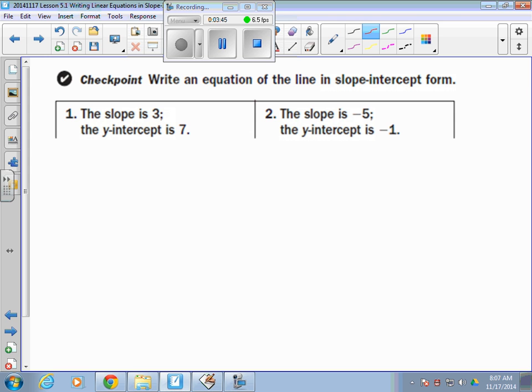Here are the two checkpoint problems. It says write these two equations. In the first one, your slope is 3 and your y-intercept is 7. Again, y equals mx plus b. That's all you're doing right there. You're plugging in what multiplies by x. That's your slope. Remember, slope is m. So right here, you're plugging in 3. And then b is your y-intercept. Your b value is 7. So it's positive 7, so you plug it in as positive 7. Y equals 3x plus 7.